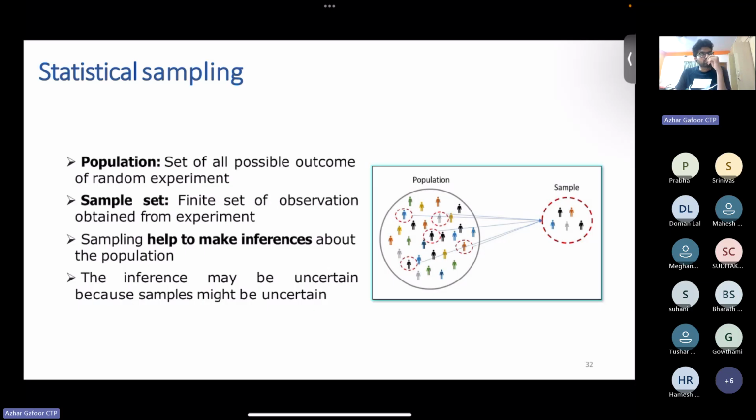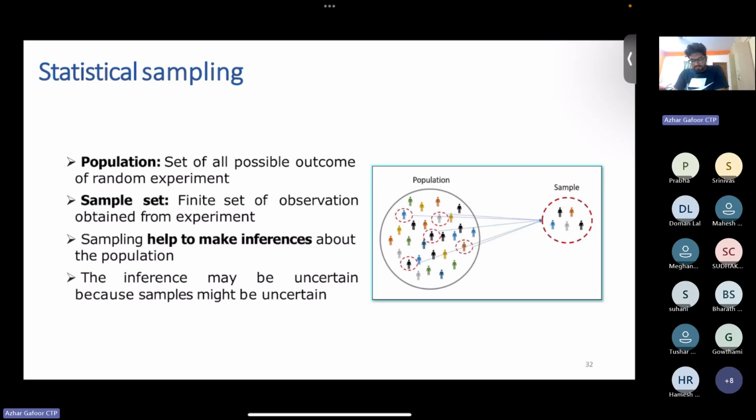In elections, it's not possible for the agencies that conduct these exit polls to get the correct details from all the population, all those who have voted. But what they will do is ask a few people about their opinion, and they finally make a statement. Even that can go wrong. There are cases like that. So all the surveys and everything are statistical methods.